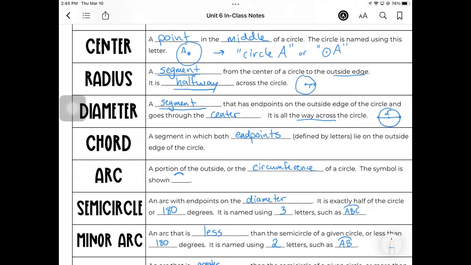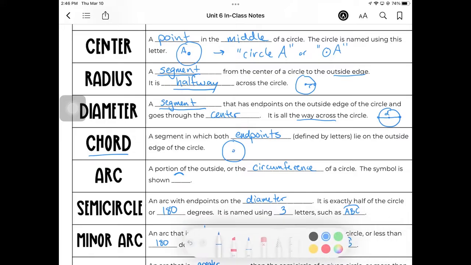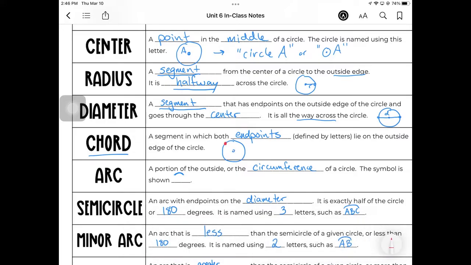One of those is called a chord. The word chord means a segment in which both endpoints, which are defined by letters, lie on the outside edge of the circle. So if I've got a circle here, and I put a point here and connect it over here to point over there, we'll call this one A, this one B. That is a chord. Okay, we would call that segment AB a chord.